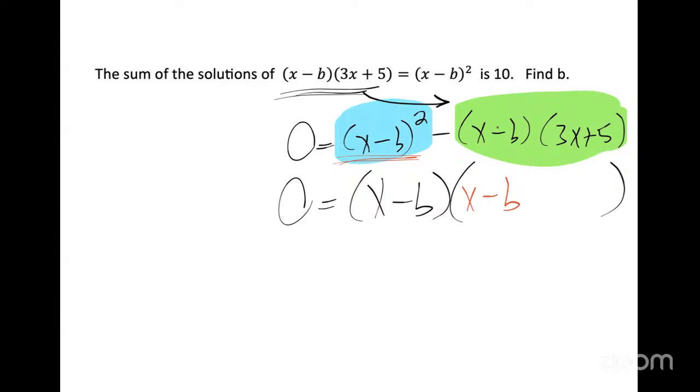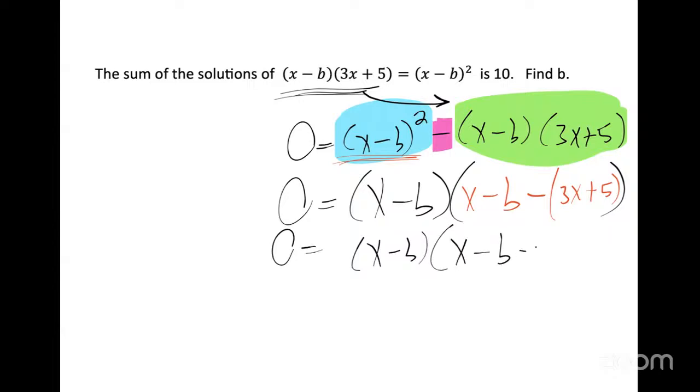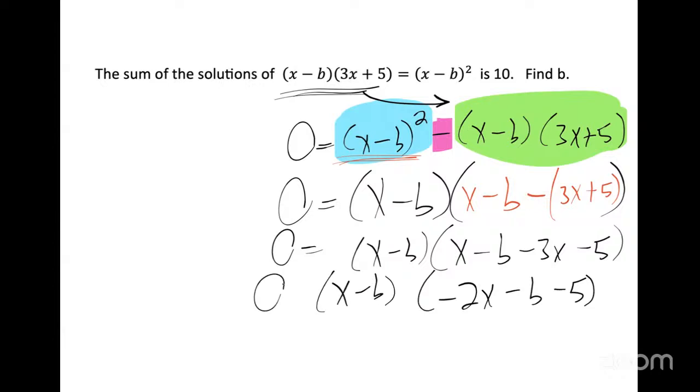And in green, if we remove x minus b, we have that minus sign that was there in the middle that we can't forget about. And we also have 3x plus 5. And we have to be really careful with that minus sign there. So that's why we use the parentheses. So cleaning up the red one a little, we've got the x minus b, and we've got (x − b) − (3x + 5), which is x − b − 3x − 5. And now we can combine like terms: −2x − b − 5. Okay, so we have that there.